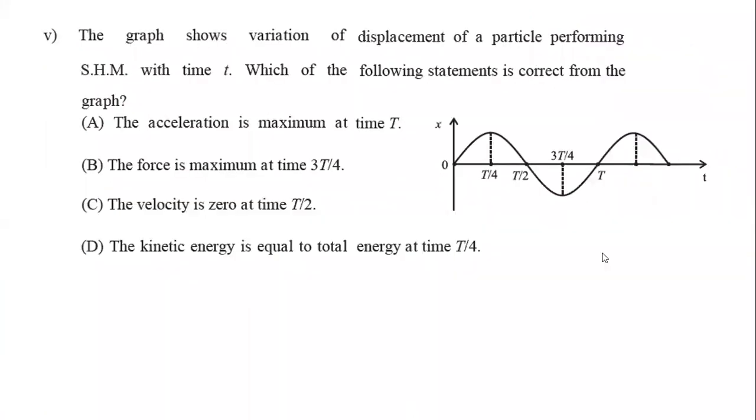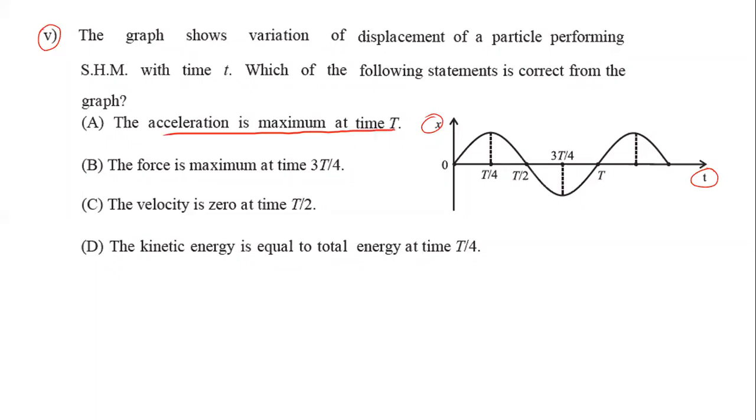Question number 5. Graph shows variation of displacement of particle performing SHM with time. You can see displacement versus time graph. Which of the following statements is correct from the graph? Now let me check statement 1. Acceleration is maximum at time t.